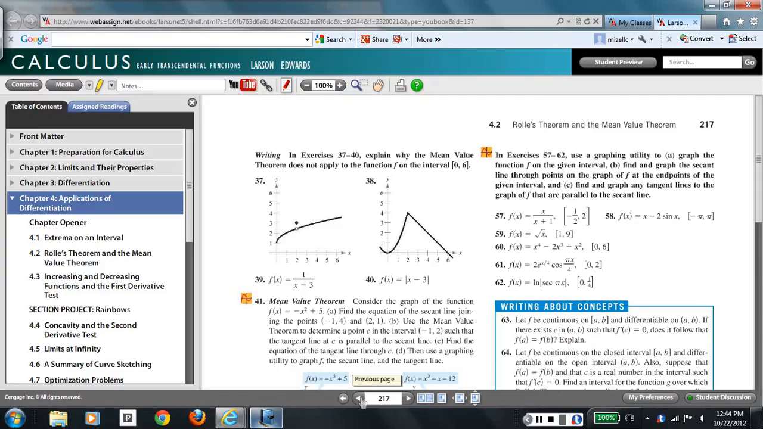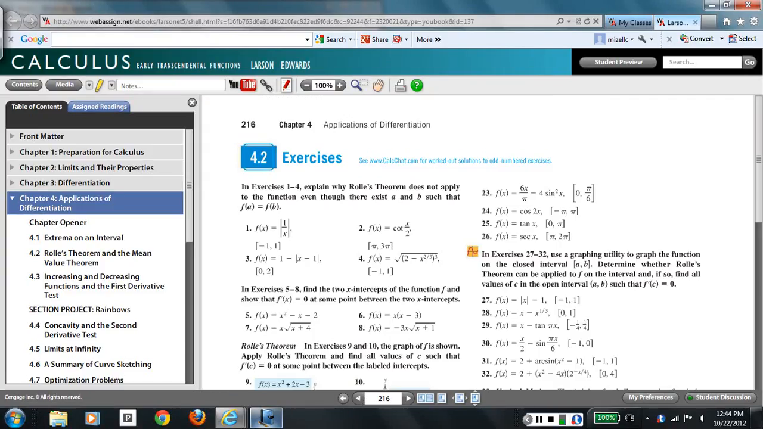4.2, Rolle's theorem. Typical problem in this section is this. You want to make sure that you know the specific hypotheses that are stated for Rolle's theorem and the specific hypotheses that are stated for the mean value theorem. For Rolle's theorem, the function has to be differentiable on the open interval (a, b). It has to be continuous on the closed interval [a, b]. And f of a has to equal f of b.